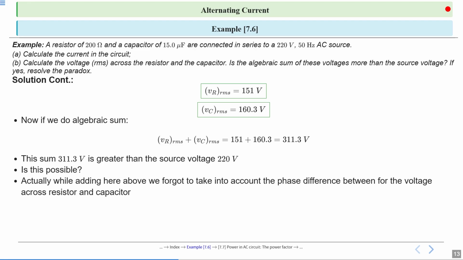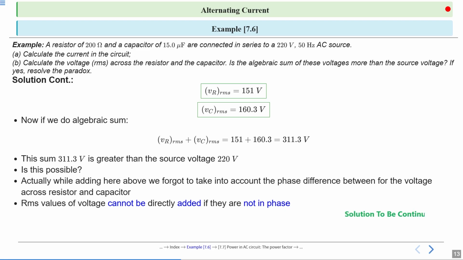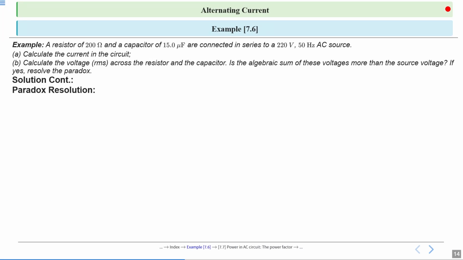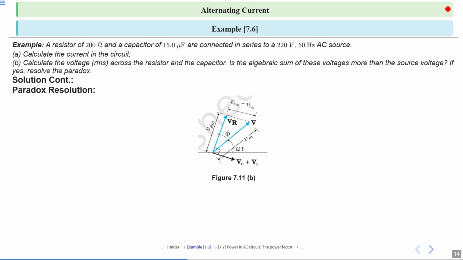So we have to take into account the phase difference. RMS value of voltage cannot be directly added. Only instantaneous values can be added directly. RMS values and maximum values cannot be added directly. We have to take the phase. So how can we resolve the paradox?